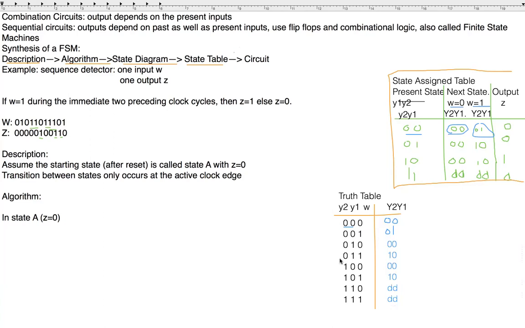So what we're going to do is we're going to make a k-map for this Y2, and we're going to make a k-map for this Y1 to get the equation for them. And so let's make our k-maps. And so Y2 here. Okay, I'm going to have y2, y1, and then on this side, I'll have w. Okay, let's go 0, 0. Let's go 0, 1. We're going to have 1, 1. We're going to have 1, 0. 0.